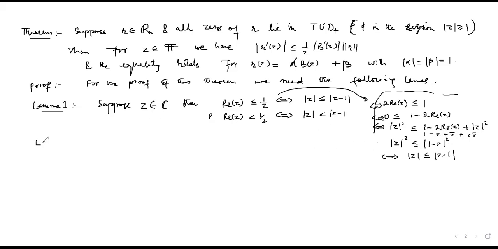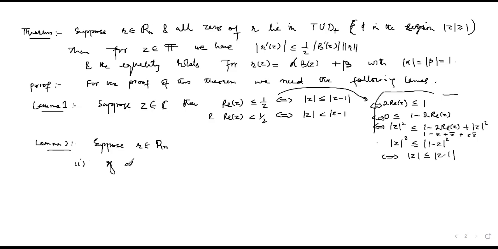Now let's come to lemma 2. Lemma 2 is a bit longer and important. The first one was straightforward. Lemma 2. Now again we have, suppose R is a rational function with prescribed poles outside the unit disk. That means R belongs to R_n. So first of all, there are two statements in this.